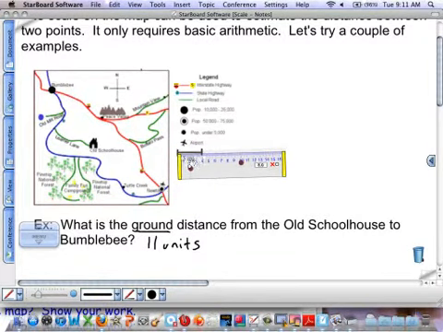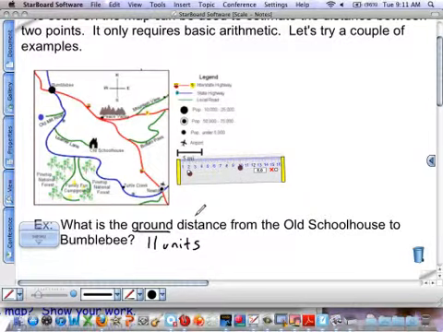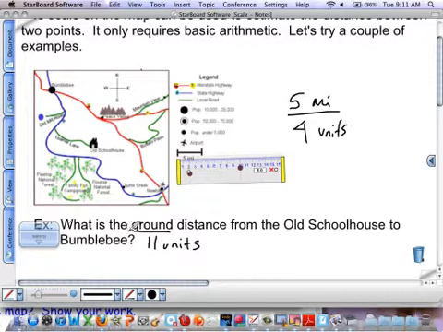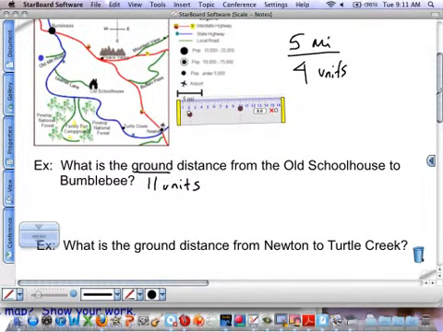So for every 4 units, how many miles is that? 5. All right, so that's important. So it's 5 miles over 4 units. Does that make sense? That's our scale of this particular map. So how do I use that information to answer that question? What could I use mathematically to allow me to solve that problem?